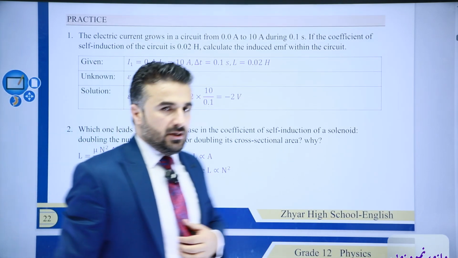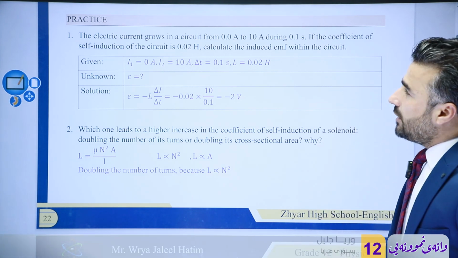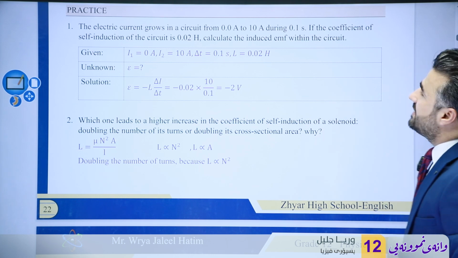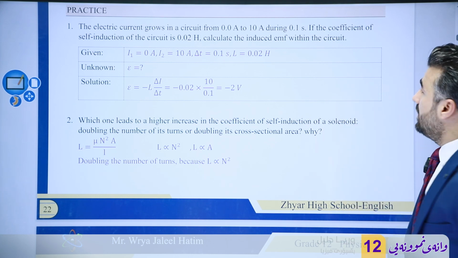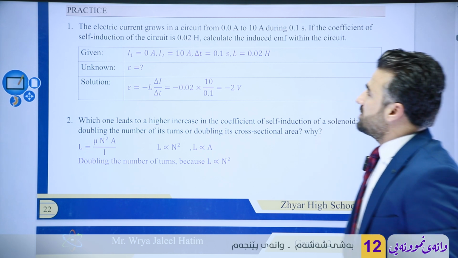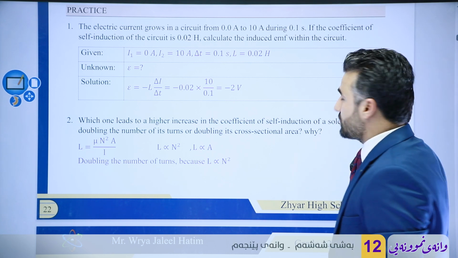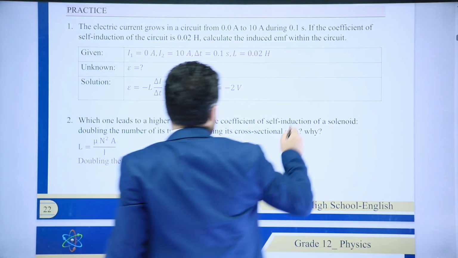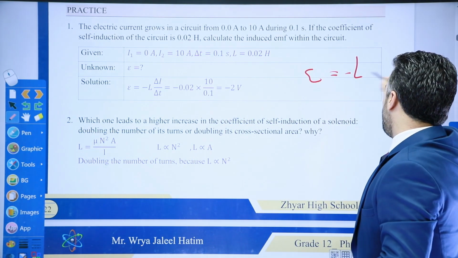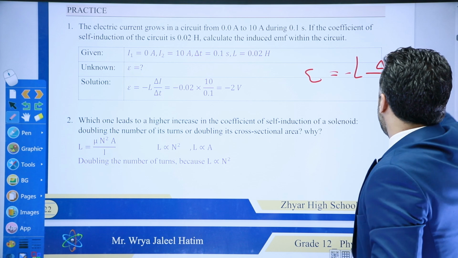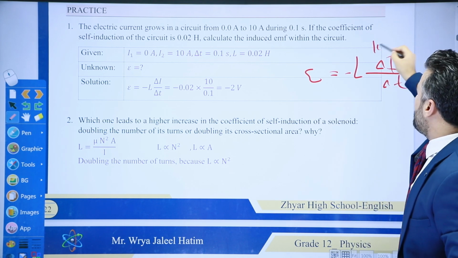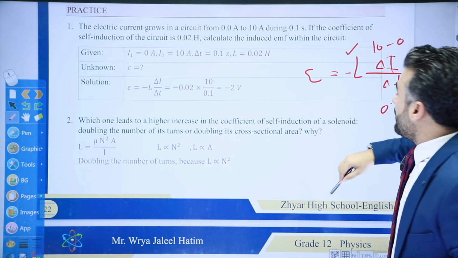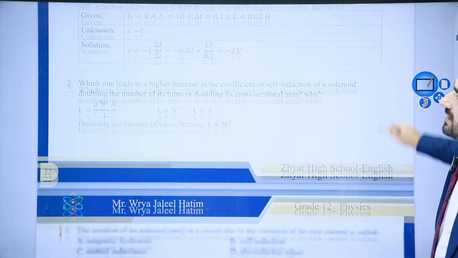Okay, now we have another question, a practice question. It says the electric current grows in a circuit from 0 amperes to 10 amperes during 0.1 second. If the coefficient of self-induction in the circuit is 0.02 Henry, calculate the induced electromotive force within the circuit. This is just the application of the equation. Remember, electromotive force equals negative L delta I over delta T. Find delta I, that is 10 amperes minus 0, divided by the time, 0.1 second. L is given as 0.02, so you do the math and you'll find the answer.